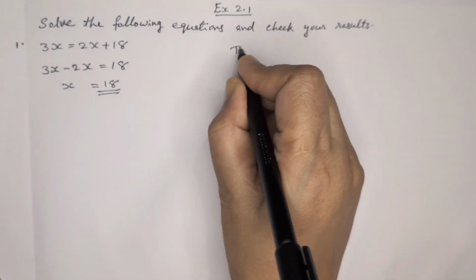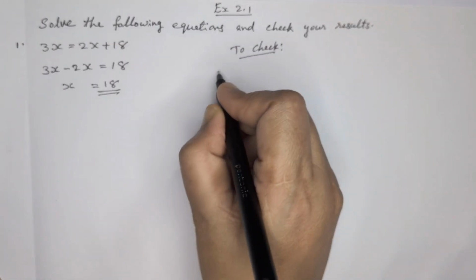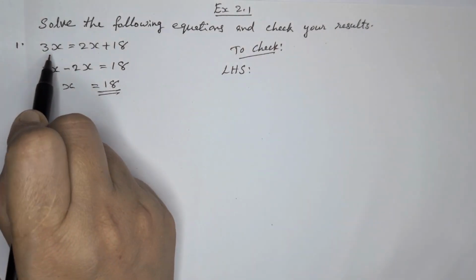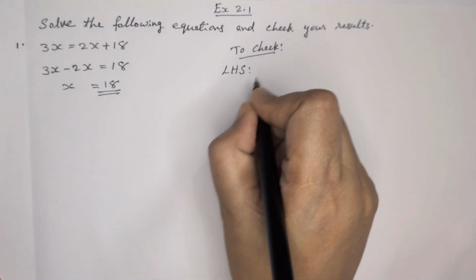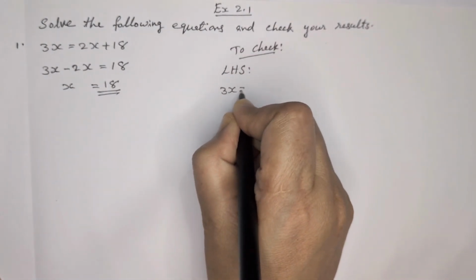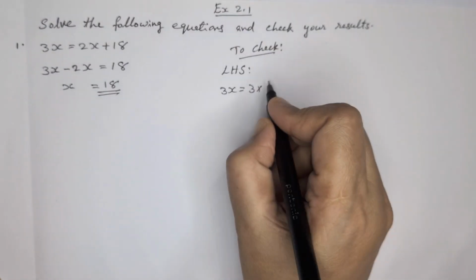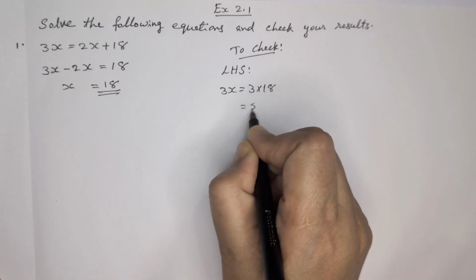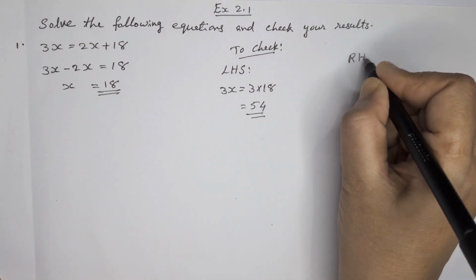To check, first we will take LHS. Here LHS, left hand side of the given equation, that is 3x. 3x is equal to 3 into the value of x, that is 18. 3 into 18, what are we getting? 54.